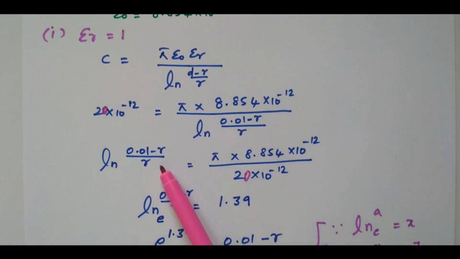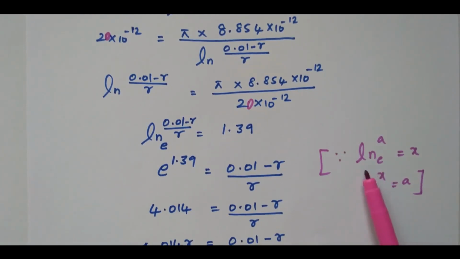Bring this term here and bring this 20 into 10 to the power minus 12 to the denominator. So log of (0.01 minus r) by r equals this value divided by 20 into 10 to the power minus 12, because this value is not known, we need to find. By simplifying this, what we got? 1.39. So the log to the base e of (0.01 minus r) by r equals 1.39, right? Then how will you find the radius from this expression?